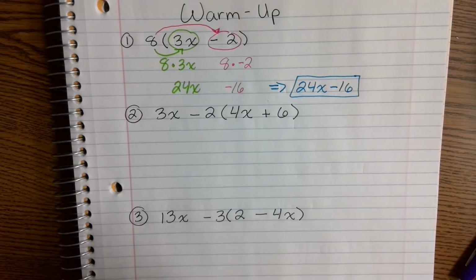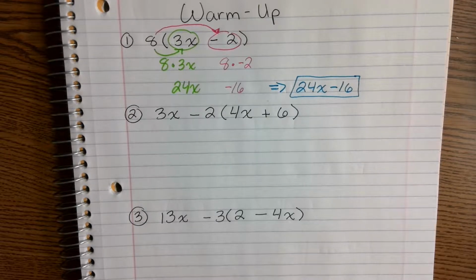Okay, what about for problem number 2? Who can tell me what they got for problem number 2? Brian. Not 12x minus 12. EJ? Close, not negative 5x plus 12. Do you think you know it, Julian? You want to try? Not quite. Kingston? Mm-mm. I'll give one more try. Alex?